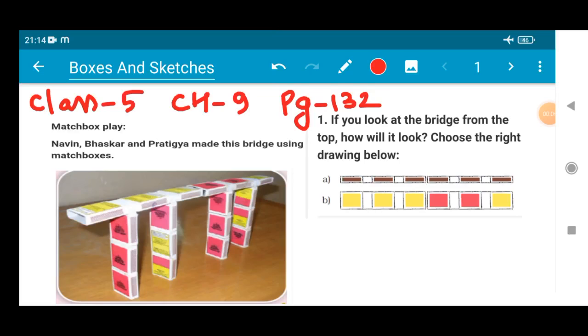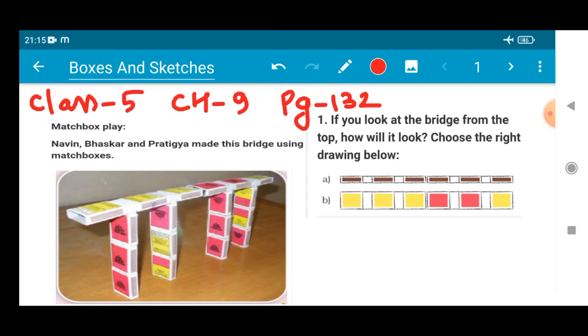So in today's session we will be doing page number 132 from chapter number 9, Boxes and Sketches. We will be over with this chapter today. The topic which I have chosen is Matchbox Play, which is on page number 132.